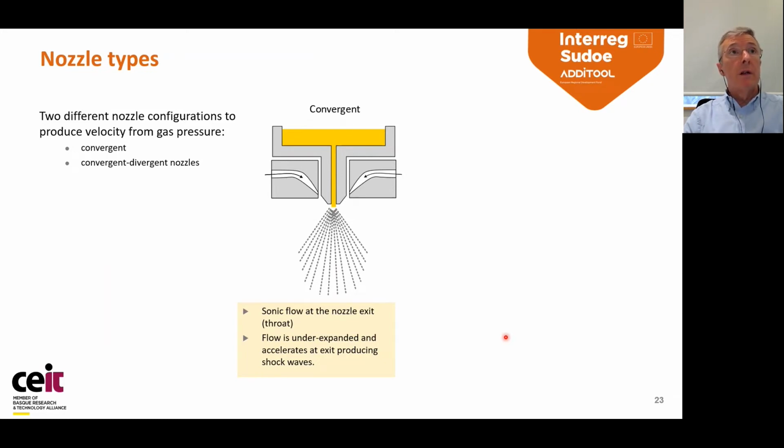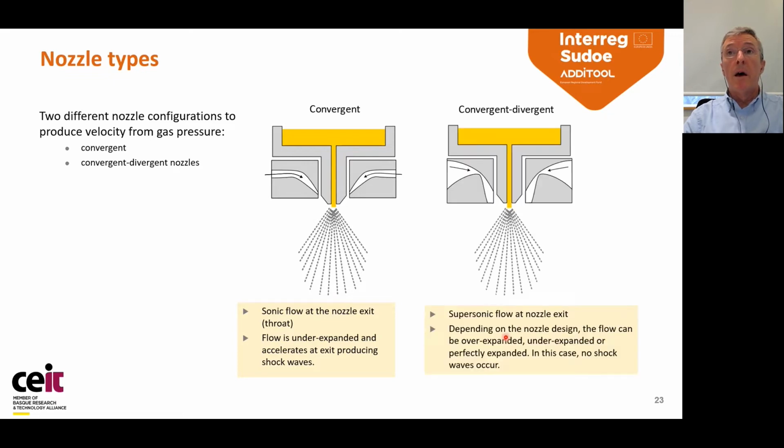Also, nozzles can be convergent or convergent-divergent. The difference is in the shape of the nozzle. In this case, you obtain here high pressure, sonic velocity. Expansion of the gas takes place here. There are also shock waves being produced here, and, well, you produce a spray here.